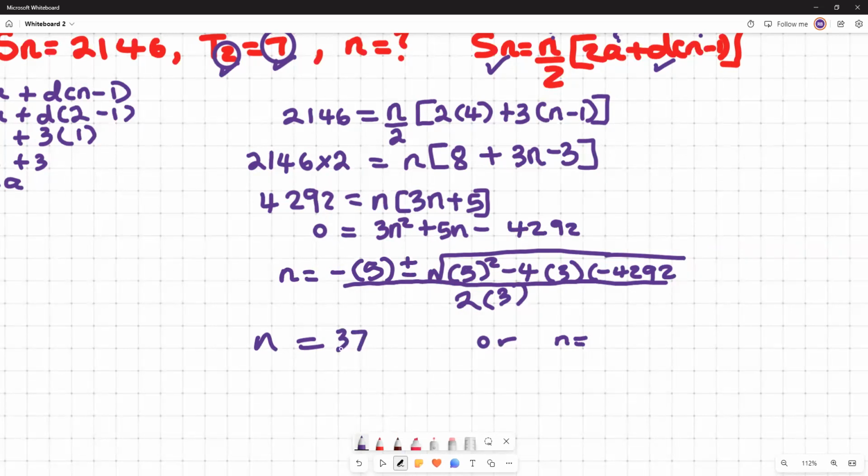And then the other one, let's see if I put a negative there. You're going to get negative 116 over 3. Therefore, this one, it cannot be true.